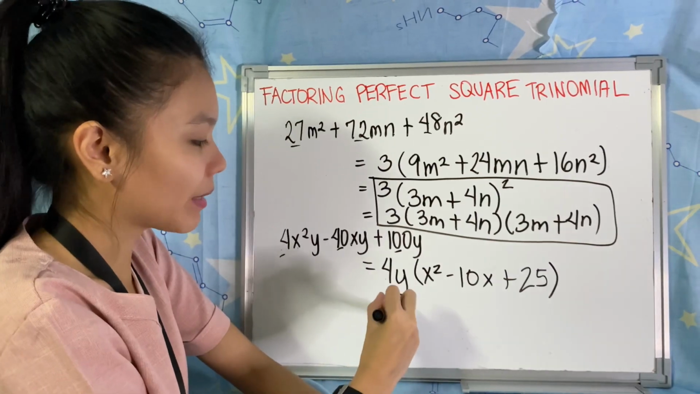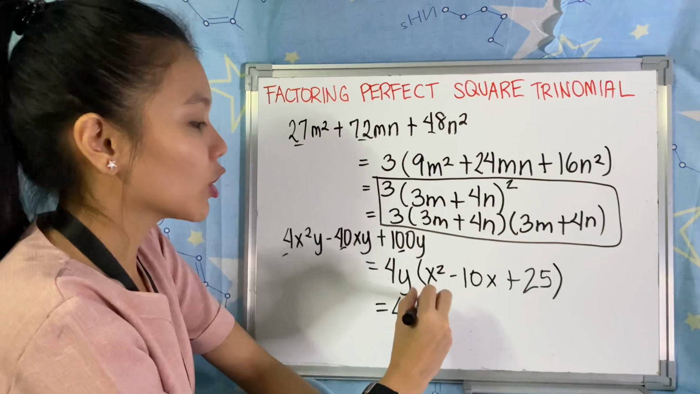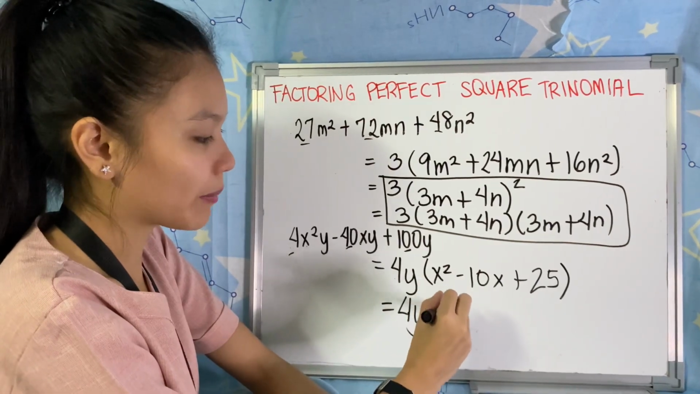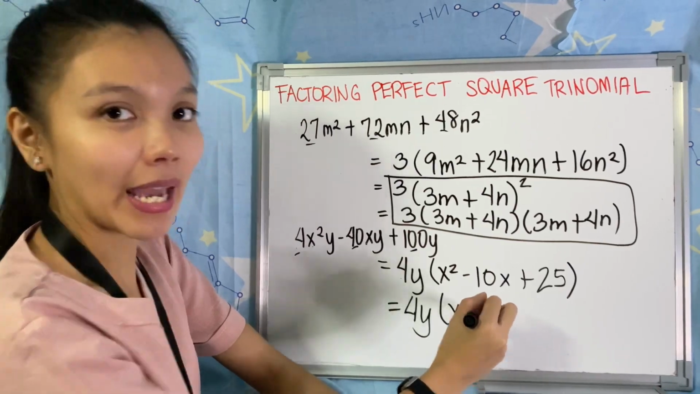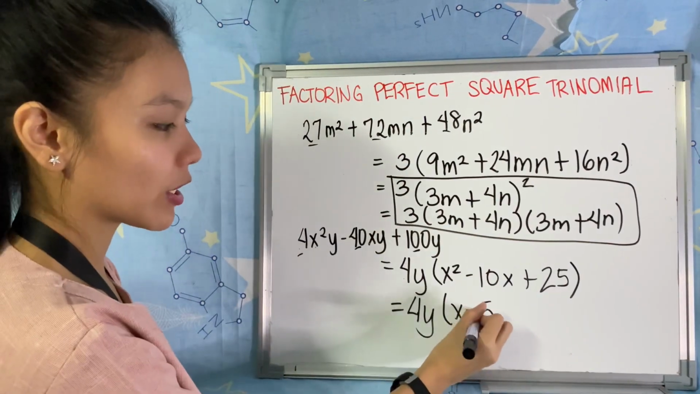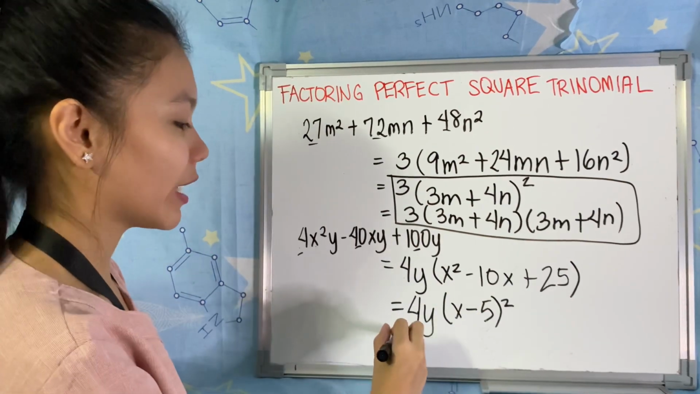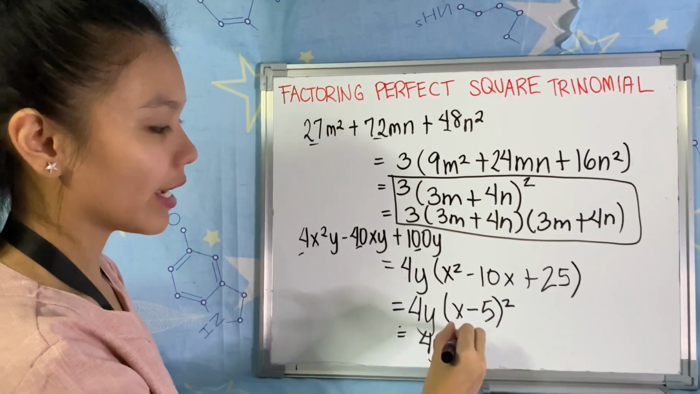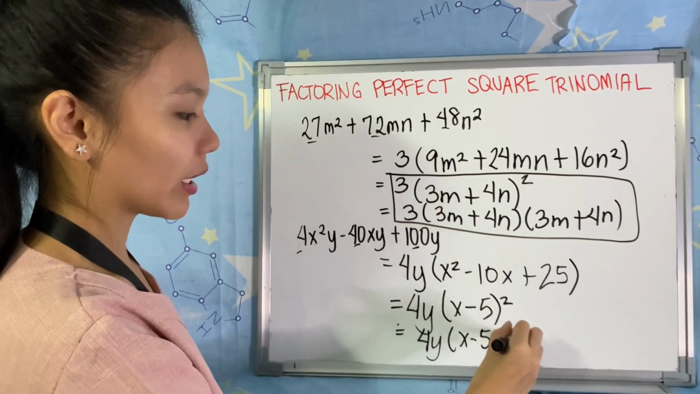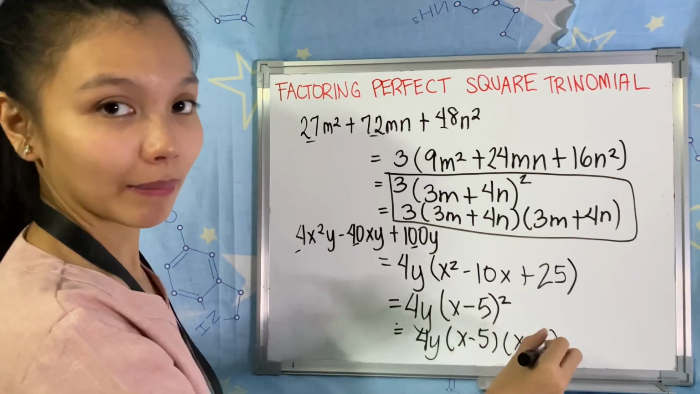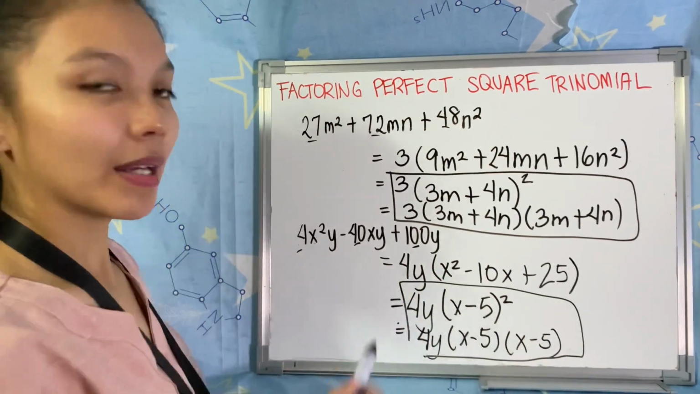Pwede na natin gamitin yung kanyang process sa pagpa-factor ng PST. So, the square root of the first term is x. And the square root of the last term is 5. Then, copy the sign of the middle term, which is a minus sign, and raise it to 2. So, in expanded form, we have 4y multiplied by (x - 5) multiplied by the quantity (x - 5). So, this will be the factored form of our given polynomial.